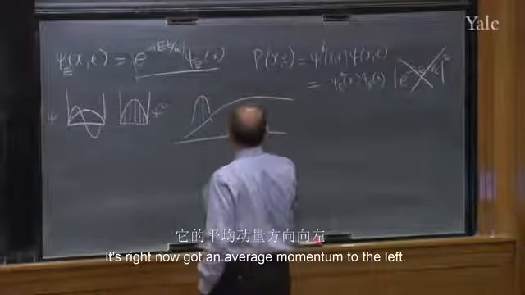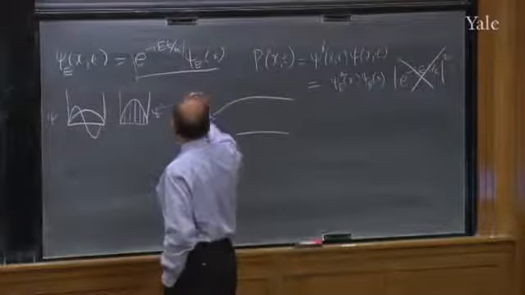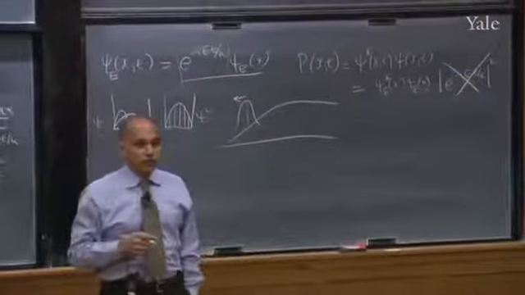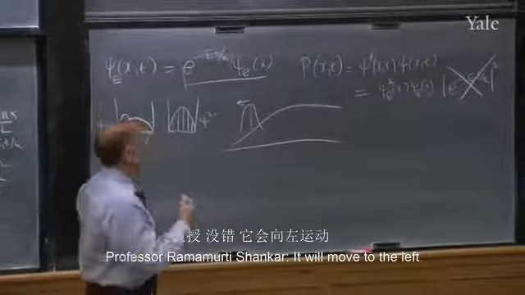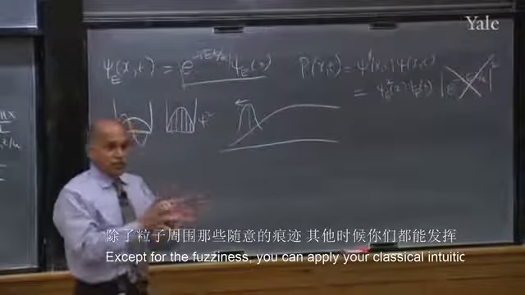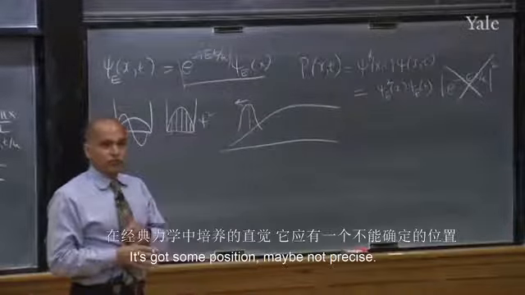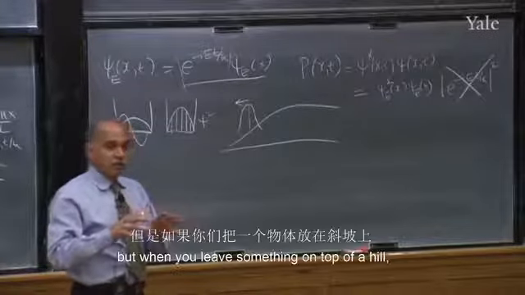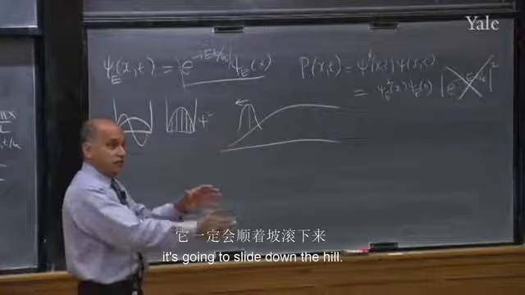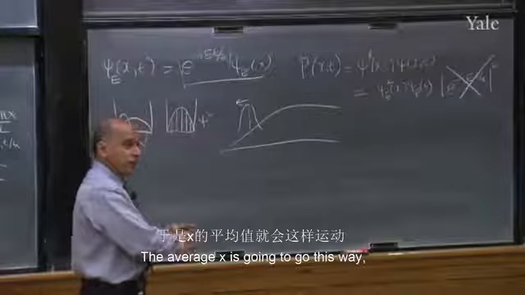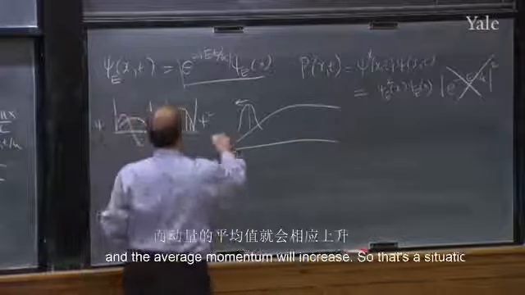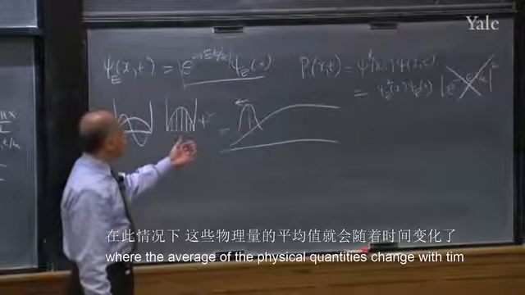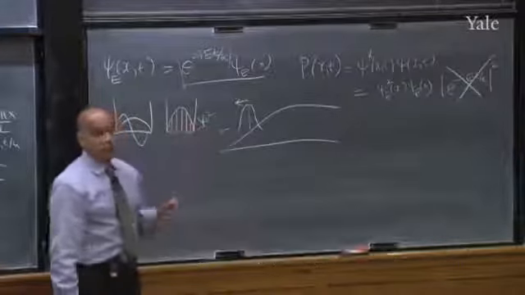Let's say it's right now got an average momentum to the left. What do you think will happen to it? Pardon me? It'll move to the left. This is just, except for the fuzziness, you can apply your classical intuition. It's got some position, maybe not precise. It's got some momentum, maybe not precise. But when you leave something on top of a hill, it's going to slide down the hill. The average x is going to go this way, and the average momentum will increase. So that's the situation where the averages of physical quantities change with time.